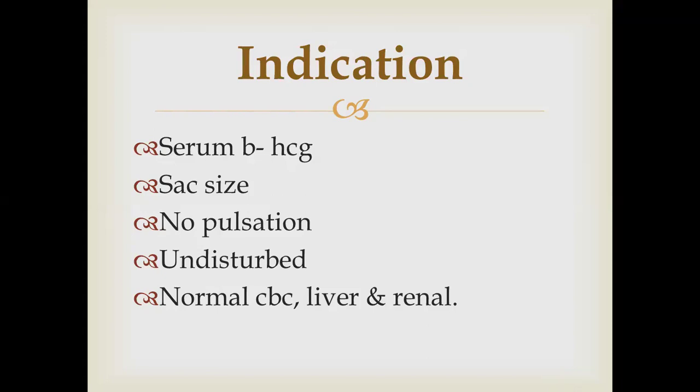And lastly, there is no tubal rupture or disturbed ectopic or severe intraperitoneal hemorrhage, which contraindicate use of methotrexate. And lastly, there is no contraindication for methotrexate use, like abnormality in blood picture or liver or renal function, or if there is breastfeeding, or if there is heterotopic pregnancy or suspected coexisting intrauterine pregnancy.